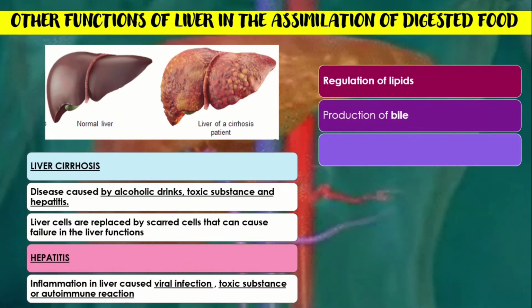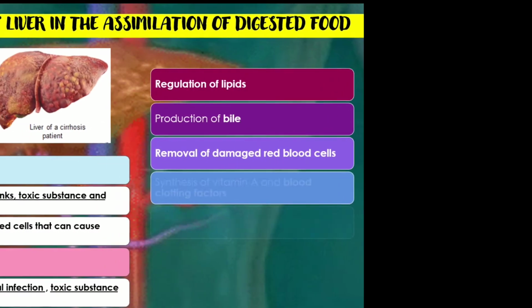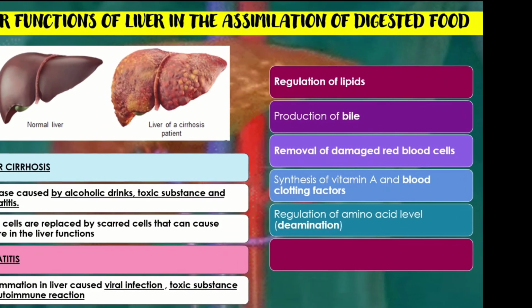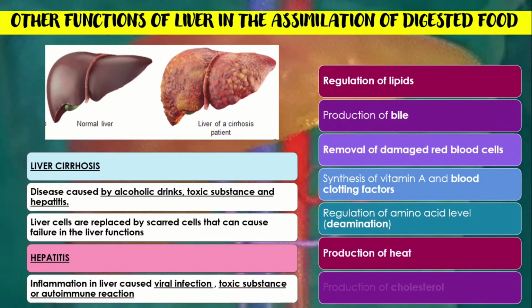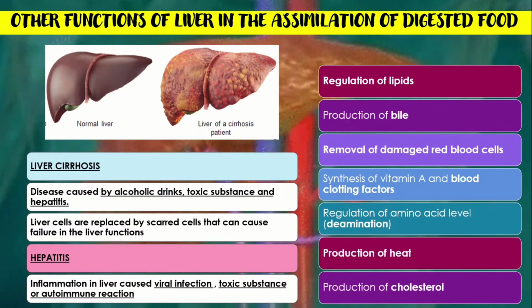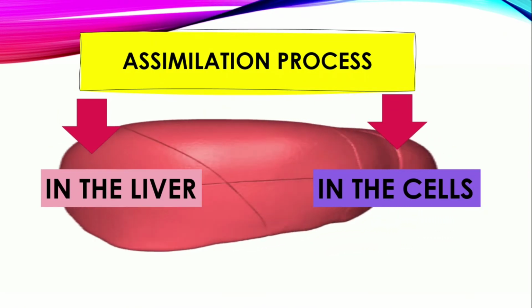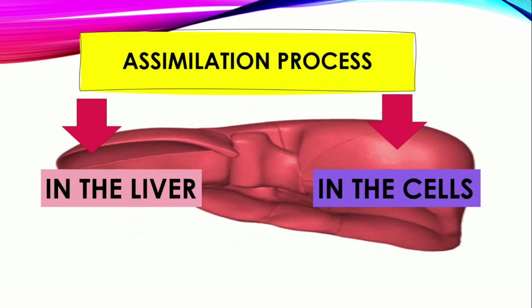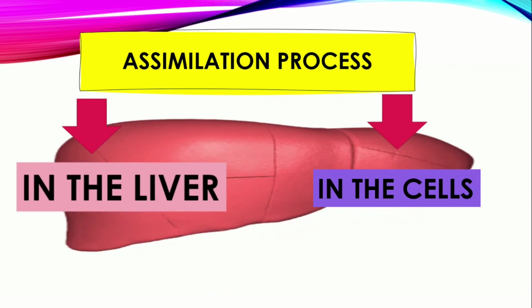Furthermore, here are the other functions of the liver. It is involved in the regulation of lipid, production of bile, removal of damaged red blood cells, synthesis of vitamin A and blood protein factors, regulating amino acid level or the deamination process, production of heat and production of cholesterol. More details we are going to discuss about the assimilation. There are two places where assimilation will occur. The first one is in the liver and the second one is in the cell. Without further delay, let's continue with the assimilation process in the liver.